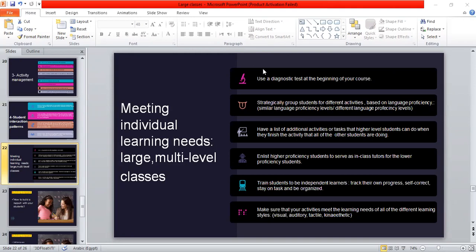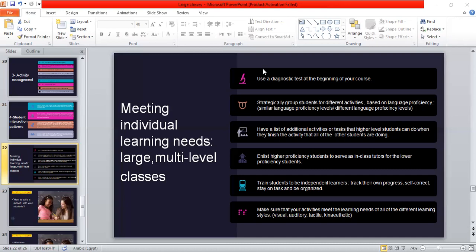Another one, which we talked about in the very beginning, is the learning style. Try to vary your activities so they meet the needs of the different learning styles. It can be kinesthetic, tactile, auditory, and visual. Give your students the chance to see what they learn, listen, touch, or do something by their hands.